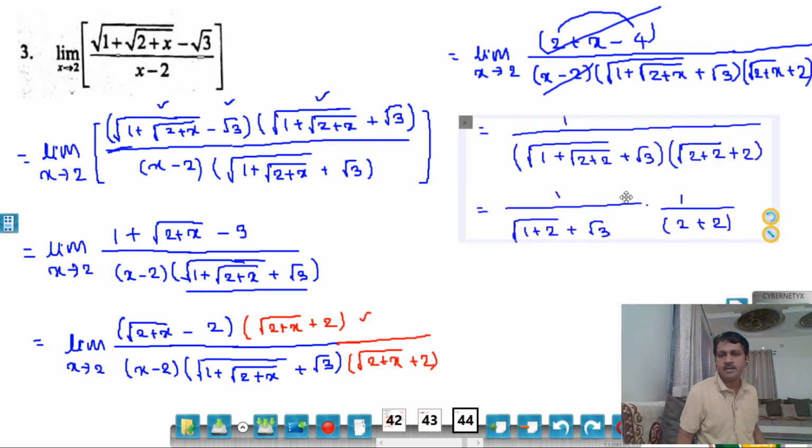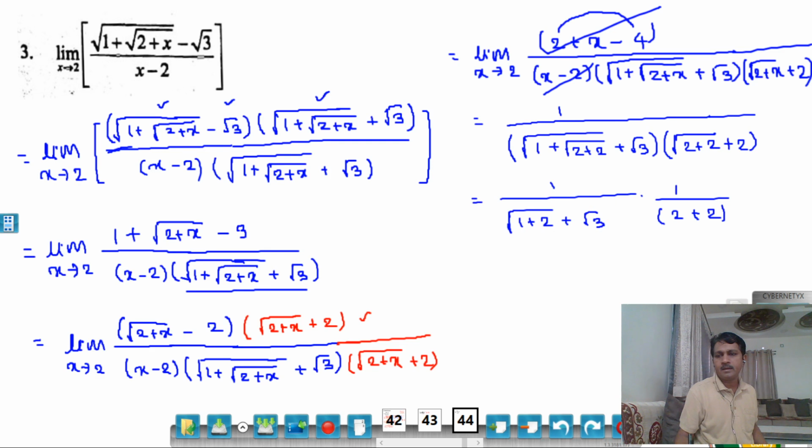We got these simple calculations, and this is equal to 1 upon 2 root 3 into 4. It is 8 under root of 3. We got this.